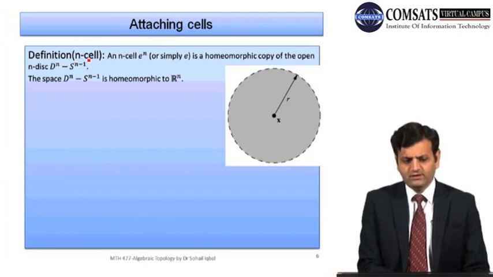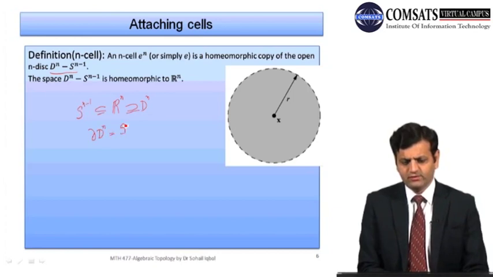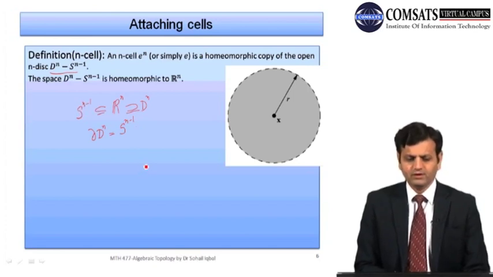For our next discussion, we need the following definition. An n-cell is a homeomorphic copy of the open n-disk, Dn minus Sn-1. If you remember, Sn-1 lives inside Rn and Dn lives inside Rn. We mostly use this partial sign to denote the boundary of some object, so the boundary of Dn is equal to Sn-1. If we exclude the boundary, then the rest of the disk is an open n-disk.